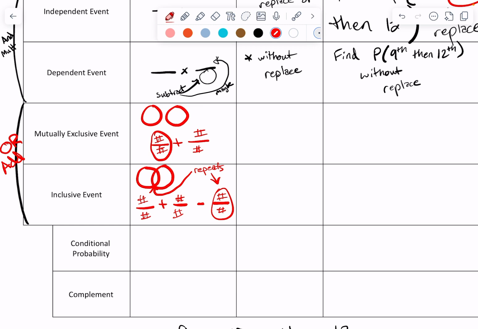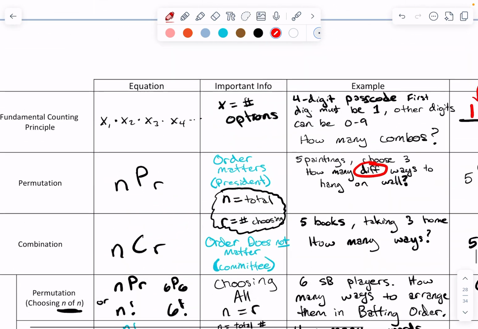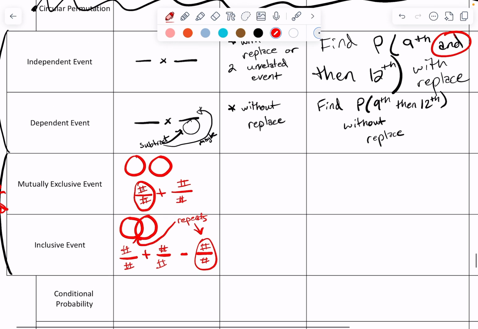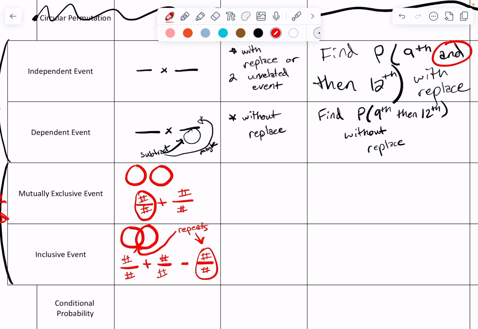I'm trying to think of important info. I don't know if I have important info. What did I write down before? With replacement, without replacement. Mutually exclusive: the categories don't overlap.